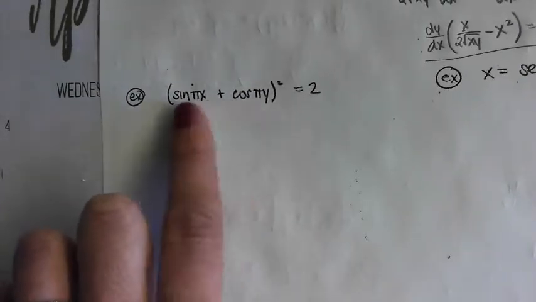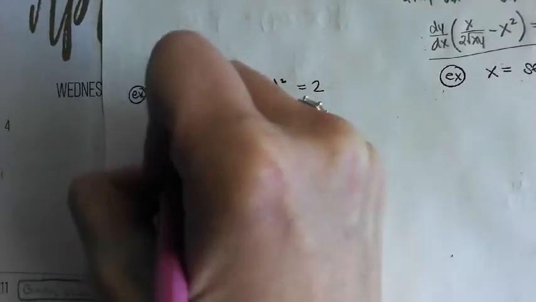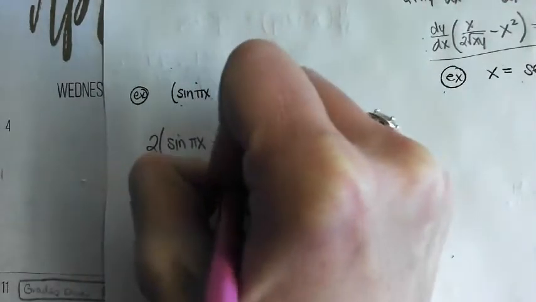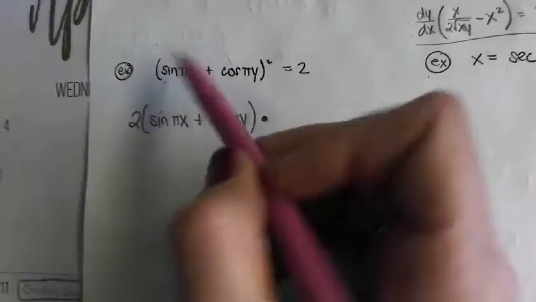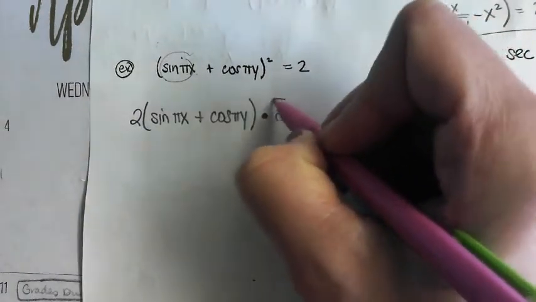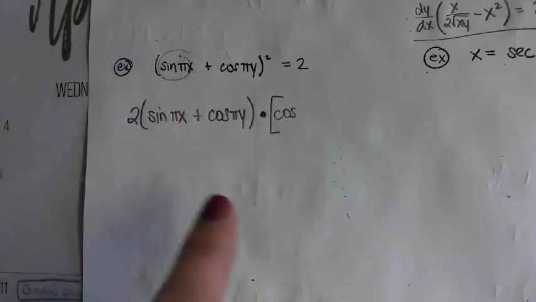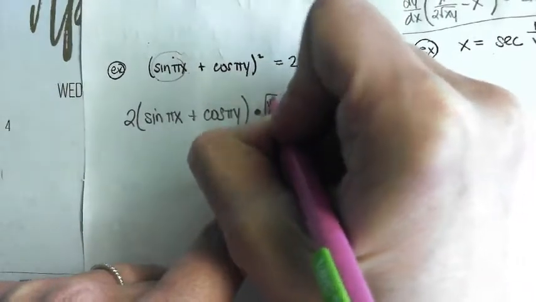What rule comes first over here? Liam? Power. The 2 has to come out in front, leave everything else the same, times the derivative of what's inside. So the derivative of sine pi x is cosine pi x times pi, right? Derivative of this, cosine, I'm going to give big brackets here because the derivative of what's inside is a polynomial. So cosine pi x times pi, I'm going to put the pi out in front.